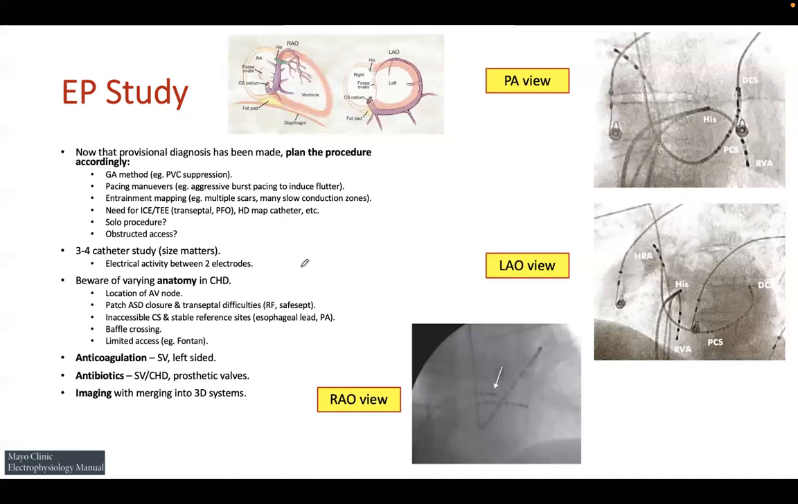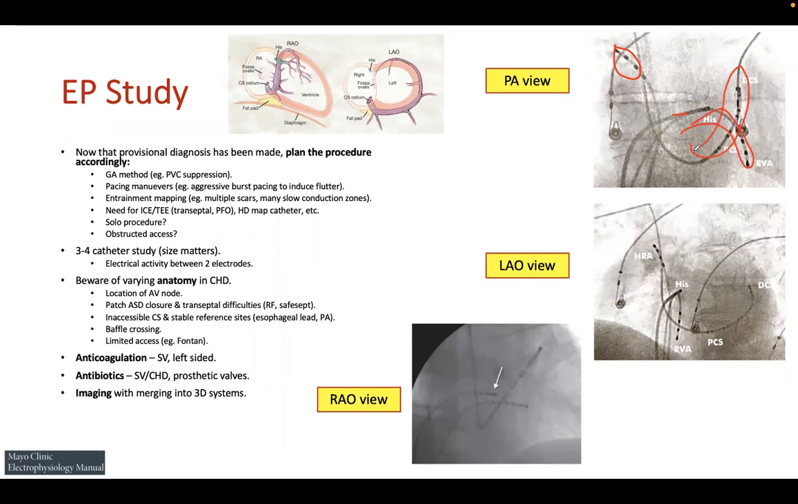I don't like doing X-rays, but if you do, the famous views that you look for are the straight PA view, LAO, and RAO views. So this is a straight PA view X-ray. Usually your high right atrium catheter is positioned on the left side of the screen, and this is your His catheter. This is your RV catheter. And then your CS catheter. It's clear to everyone, right?